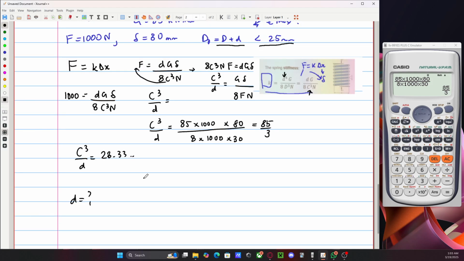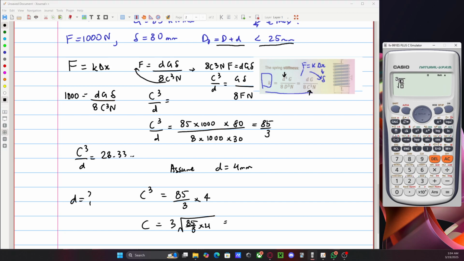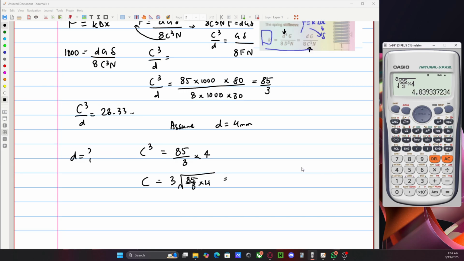So let's try this. If we assume that d equals 4 millimeters, what happens? We have c cubed equals 85 over 3 times 4. And then we find c. c is the cube root of all this, so the cube root of 85 over 3 times 4. And this is around 4.839.